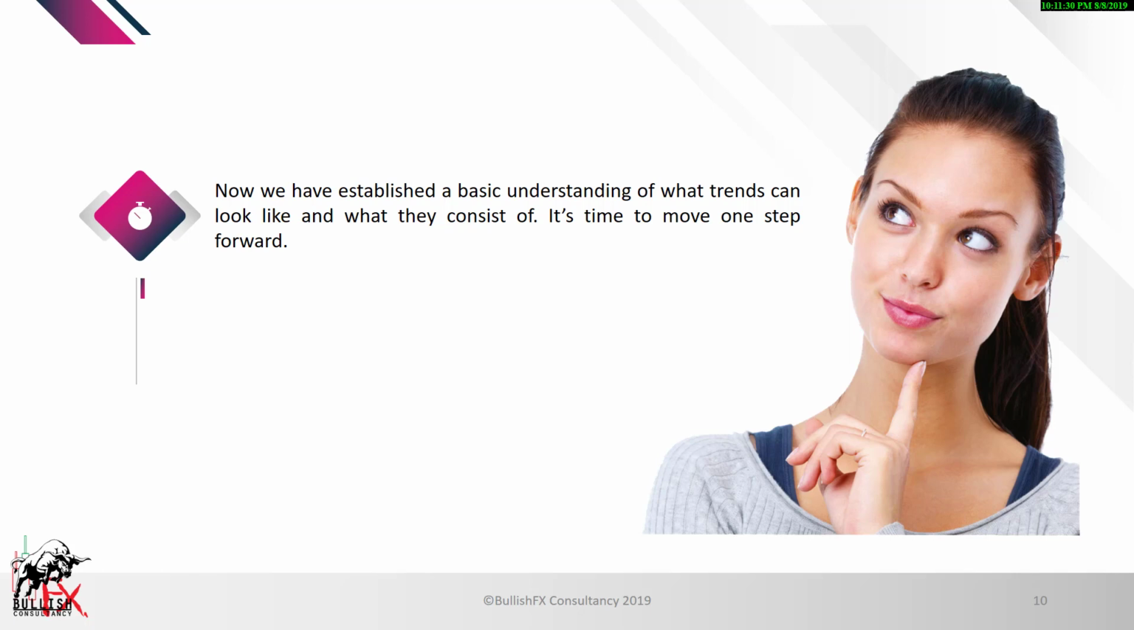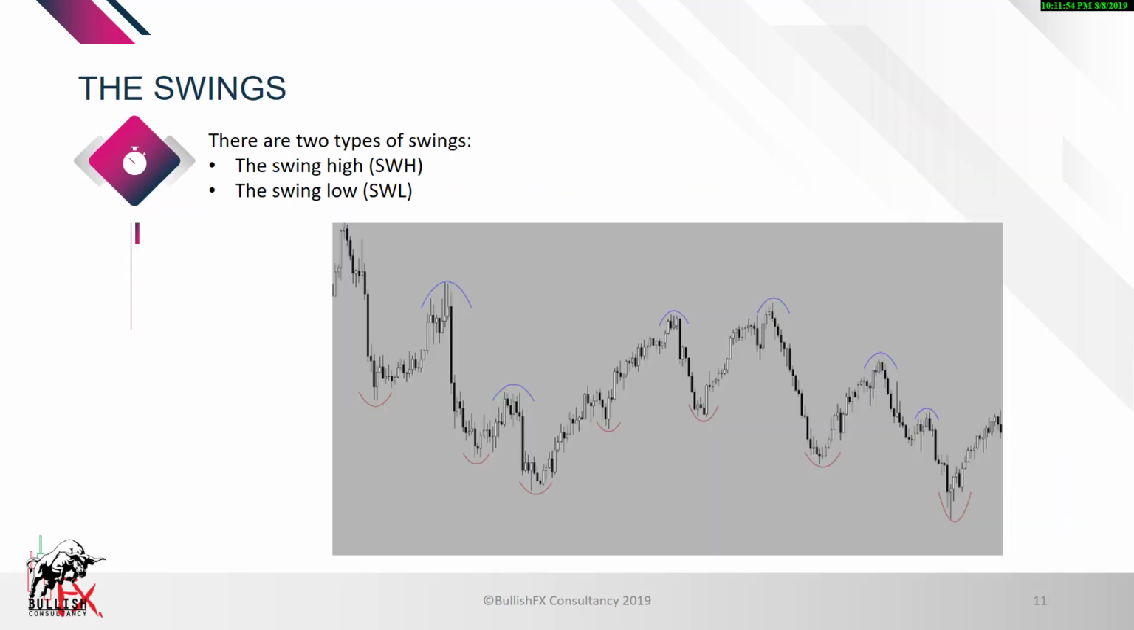Right, now that we have established a basic understanding of what trends can look like and what they consist of, let's move to the next part in our market structure reading series. So now we're going to have a look at the swings. There are two types of swings. We've got a swing high, and then we've got swing lows. Let's first look at a swing high.